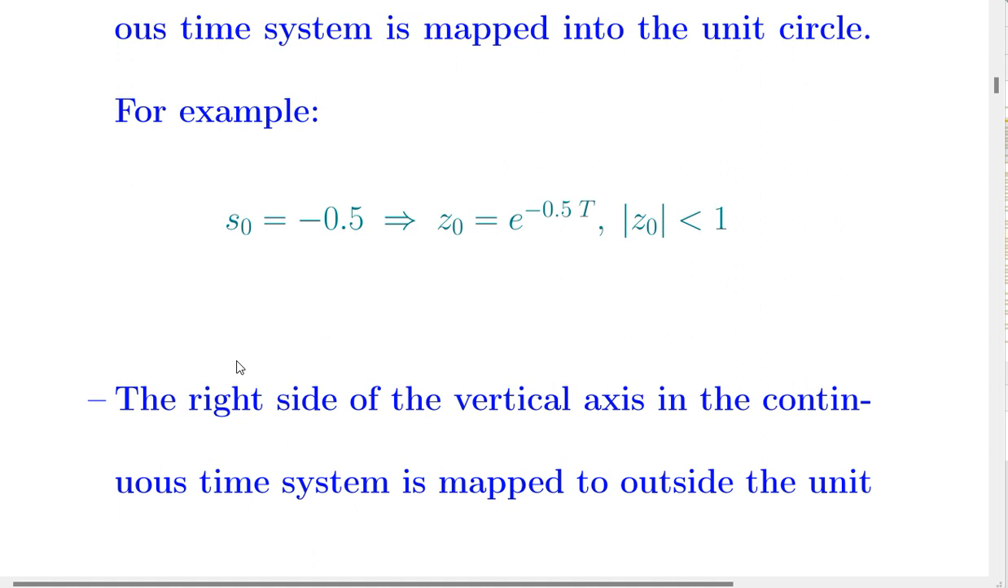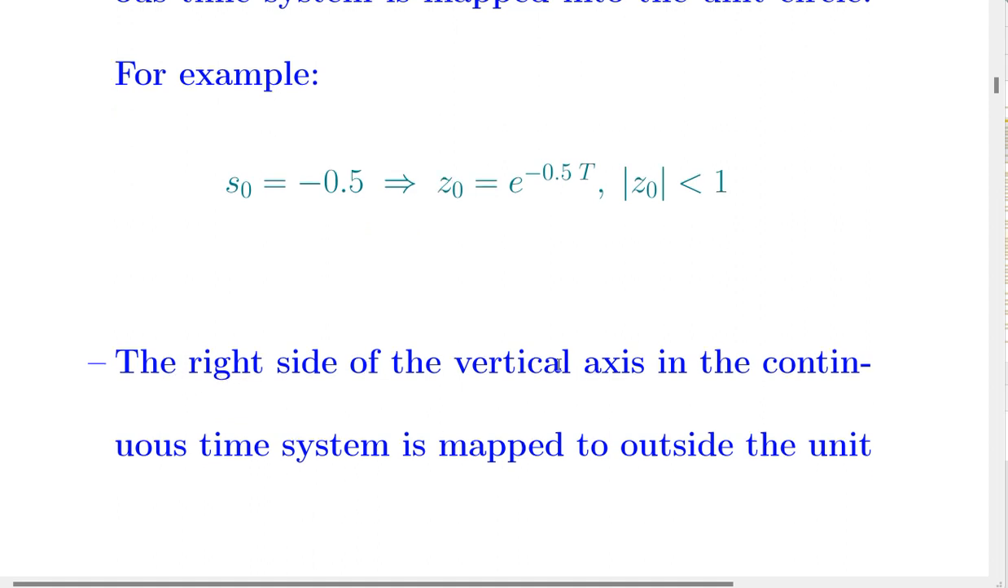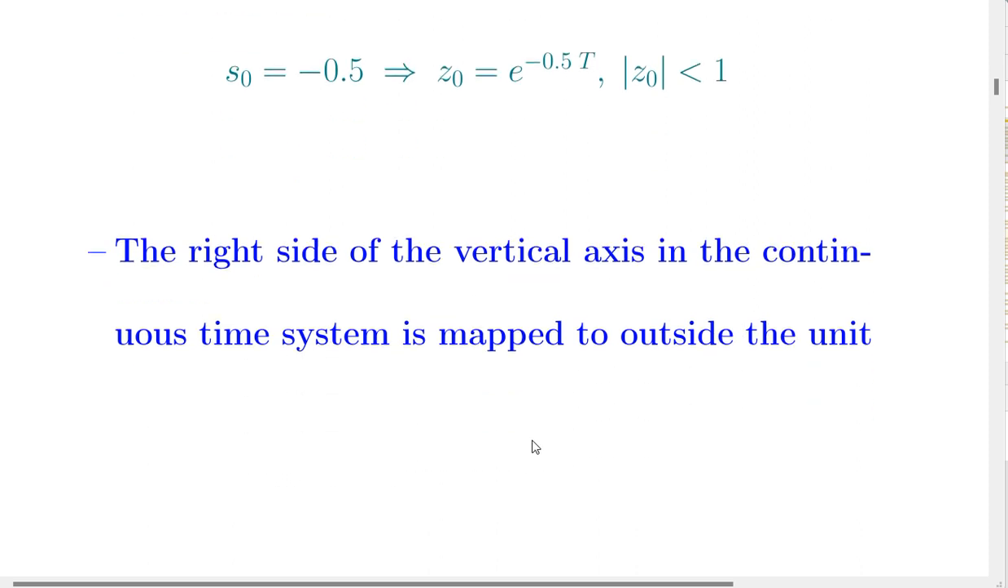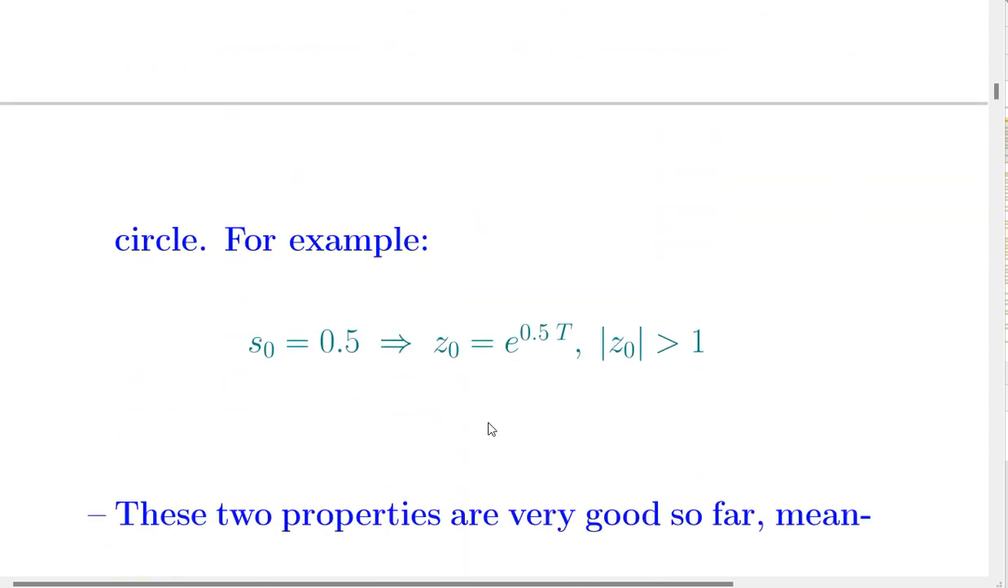What about the right side? It's okay as well. The right side of the vertical axis in the continuous time system is mapped to outside the unit circle. For example, if you take s0 to be equal to 0.5, it will lead to z0 being equal to e to the power of 0.5 times T. Definitely, the absolute value of z0 is greater than 1.